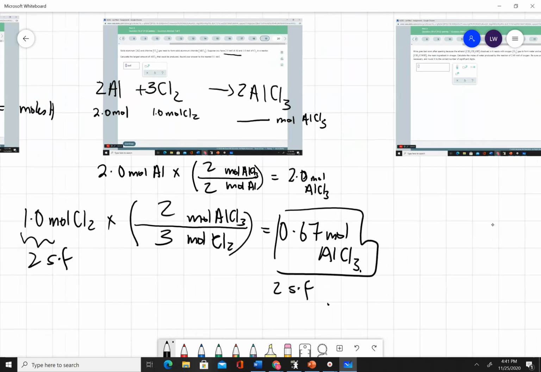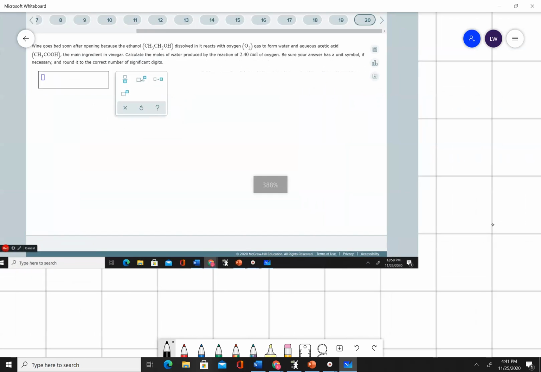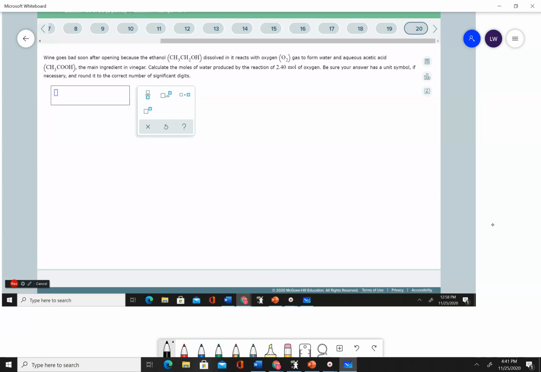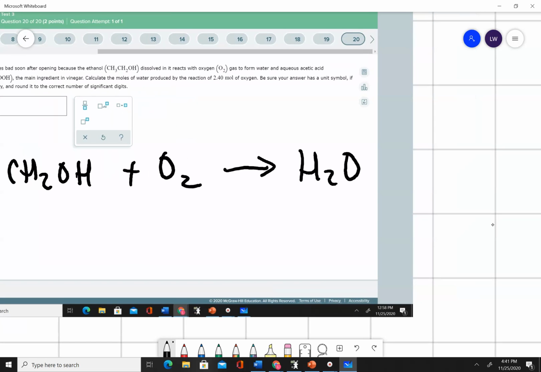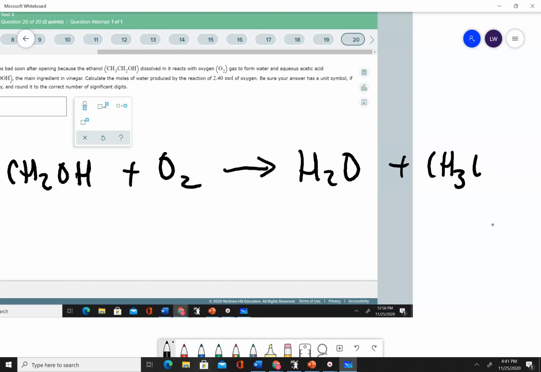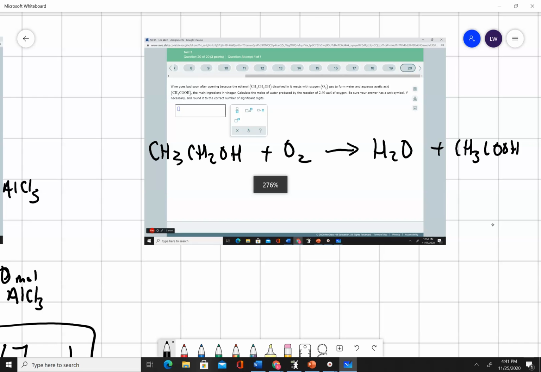Alright, we are so close. On to our last problem, question 20. One goes bad soon after opening because the ethanol dissolved in it reacts with the oxygen. We've seen this, haven't we? CH3CH2OH plus O2 are our reactants. What do they form? They form water and acetic acid, CH3COOH. So you have to get that from the problem.